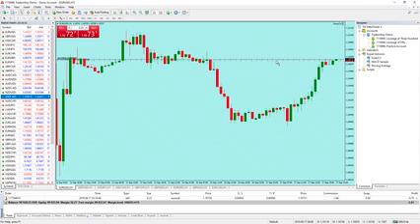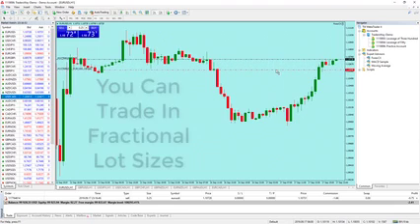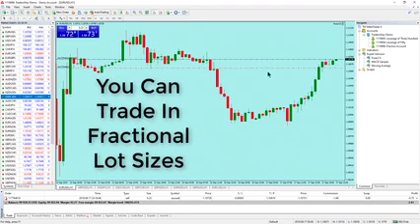Now you can do any number you want. I don't want you to think it's got to be exactly a quarter or anything like that. It can be any lot size you want. You can do 0.10, 0.50. You can do 1.50. You can do 10.50, right? You can do any amount you want.